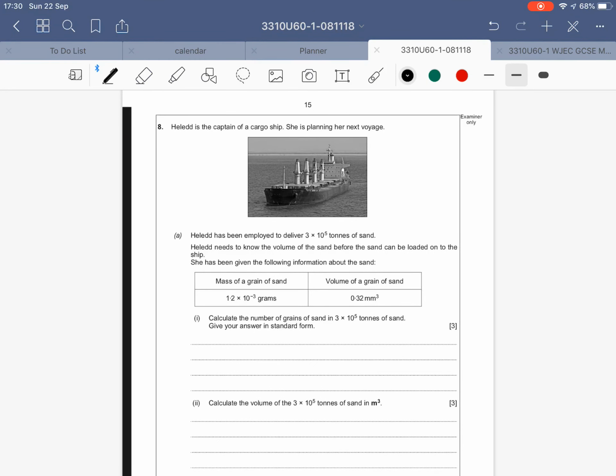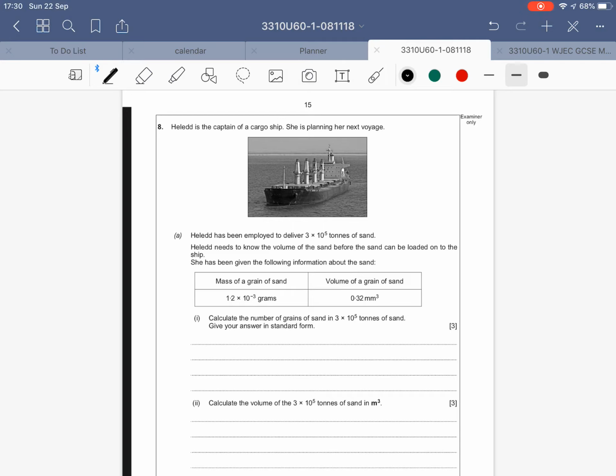Okay, question 8. Helen, I don't know, is the captain of a cargo ship. She is planning her next voyage. What's her name? Is it Helen? I don't know. She's been employed to deliver 3 times 10 to the power 5 tons of sand. So some standard form here. She needs to know the volume of the sand before the sand can be loaded onto the ship. She has been given the following information about sand.